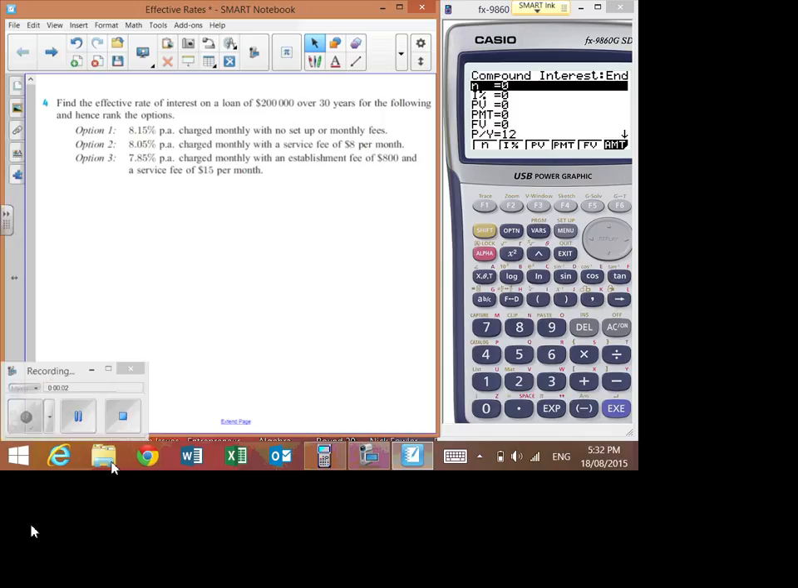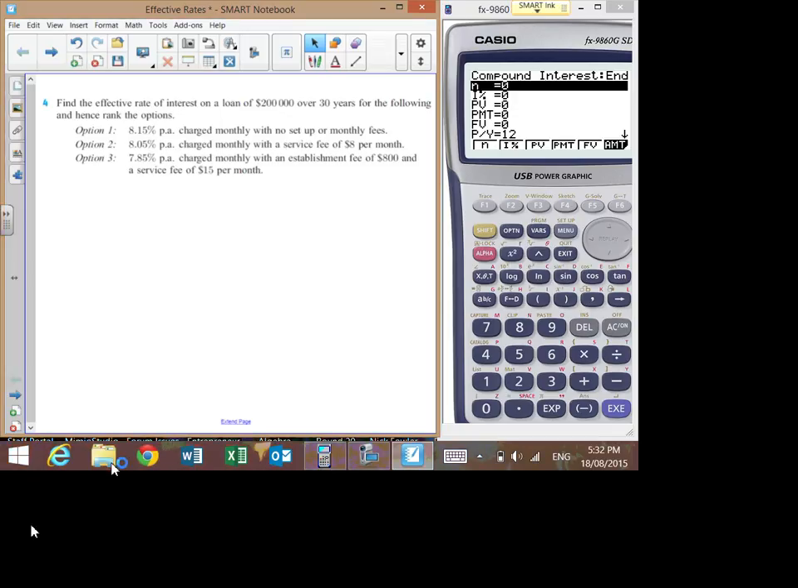In this example, we're going to have a look at finding effective rates of interest on home loans. So not all home loans are equal. Although they're advertised as the same amount and they might be very similar interest rates, there are lots of hidden fees and charges that come along with them that don't actually make them equivalent.